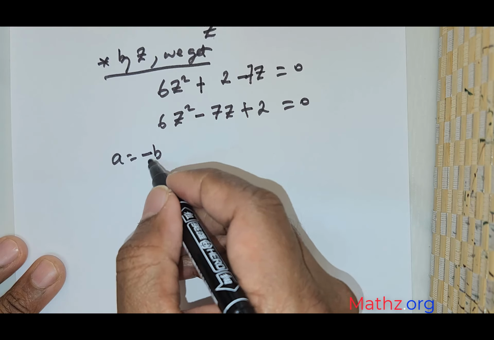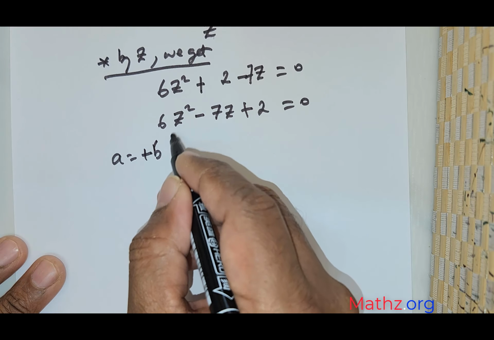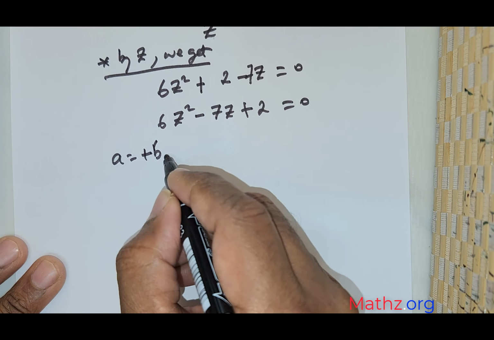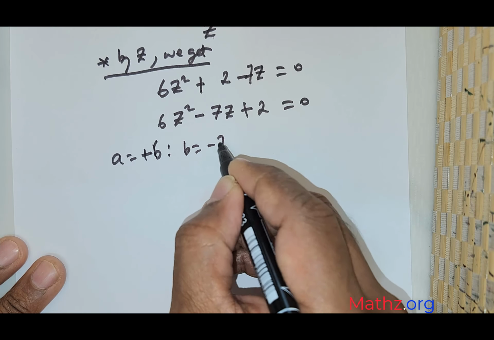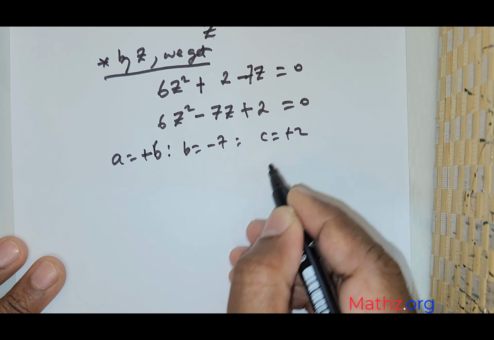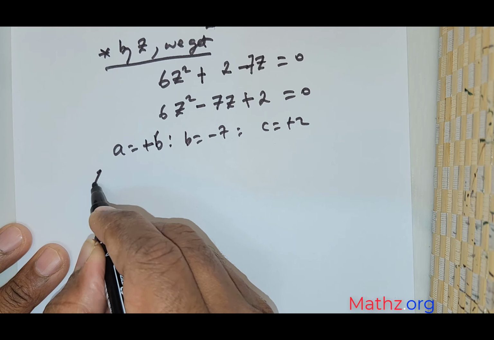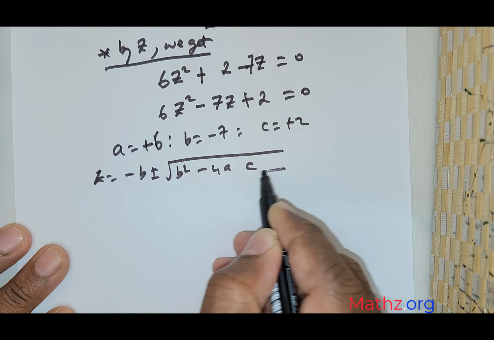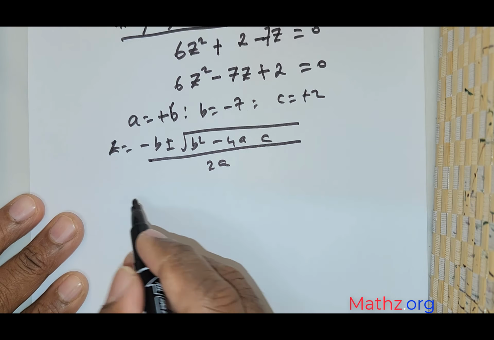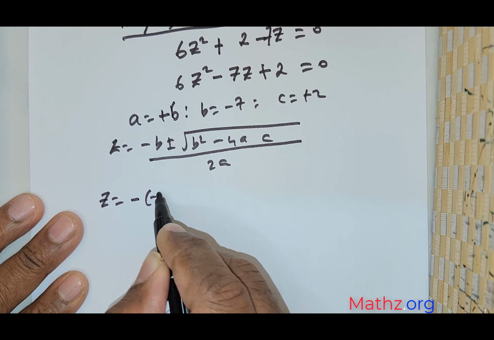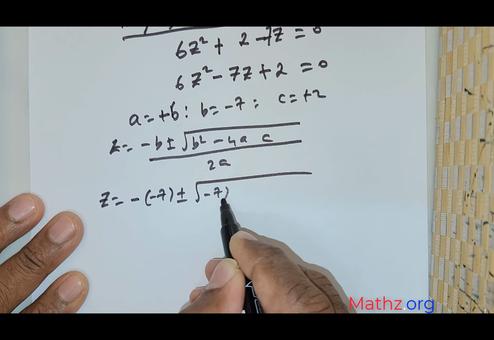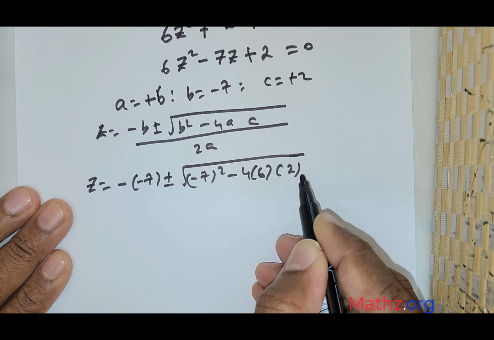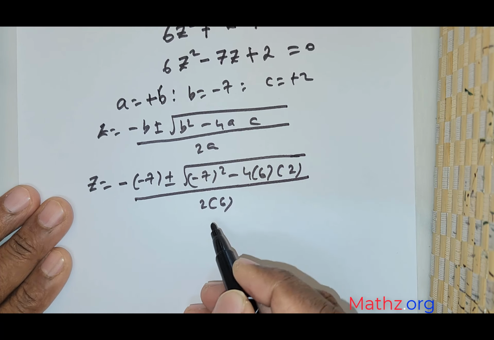I'm going to use the quadratic formula. I would take the value of a as 6 here, because we have this equation as 6z squared. So a is 6 and b is negative 7 and c is 2. So we will utilize this formula. z is equal to negative b plus or minus root of b squared negative 4ac divided by 2 times a. We substitute the values. So z will be equal to negative of negative 7 plus or minus root of negative 7 squared negative 4 times a is 6, c is 2, divided by 2 times 6.